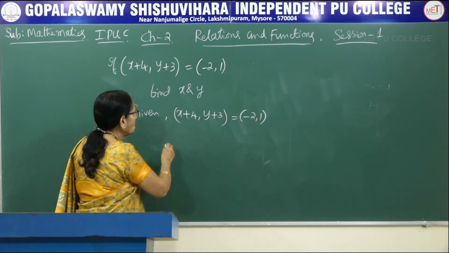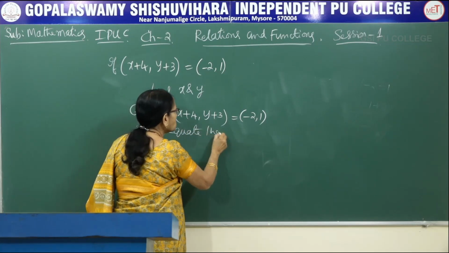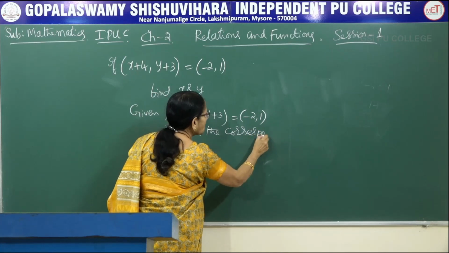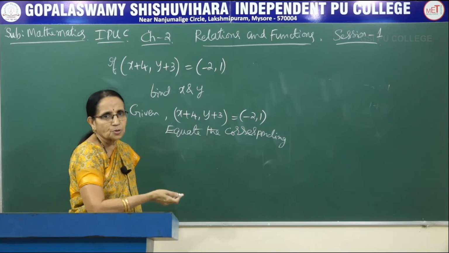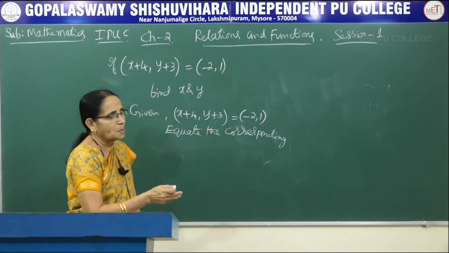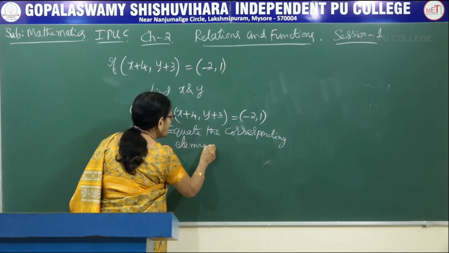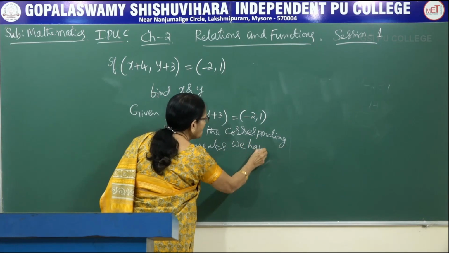So what you have to do? You have to equate the corresponding elements. What do you mean by corresponding elements? Corresponding elements means first element to first element, second element to second element. That is the meaning of corresponding elements. Equate the corresponding elements we have.